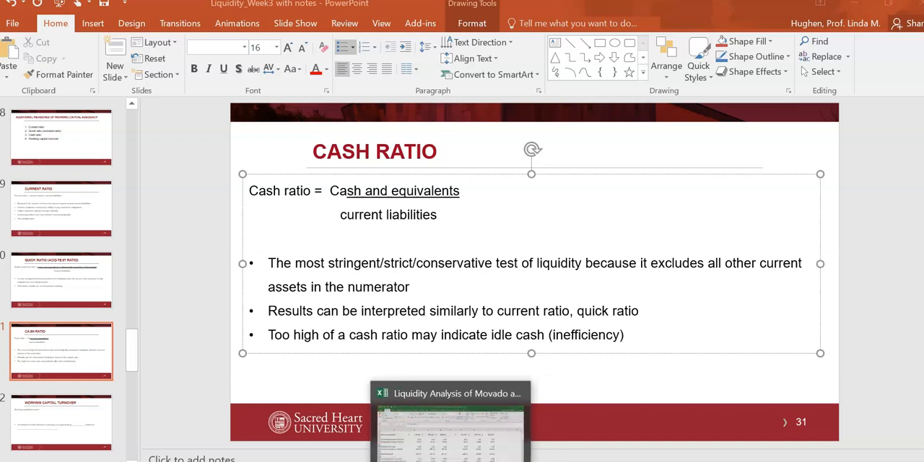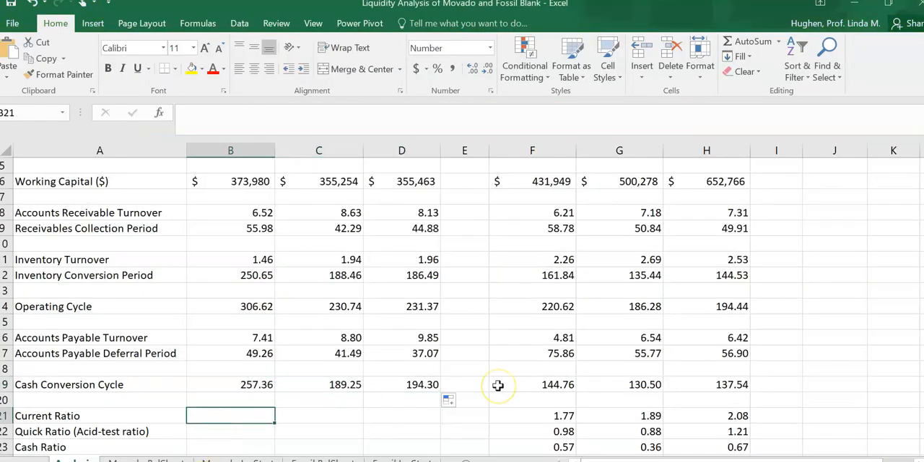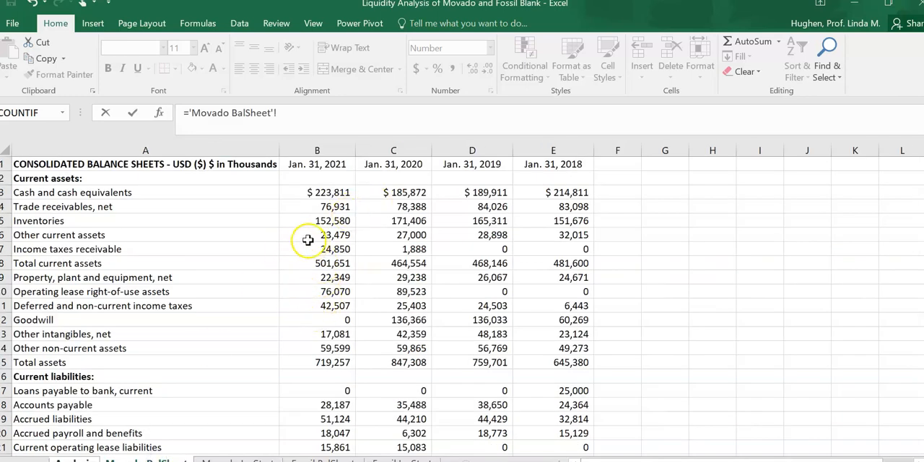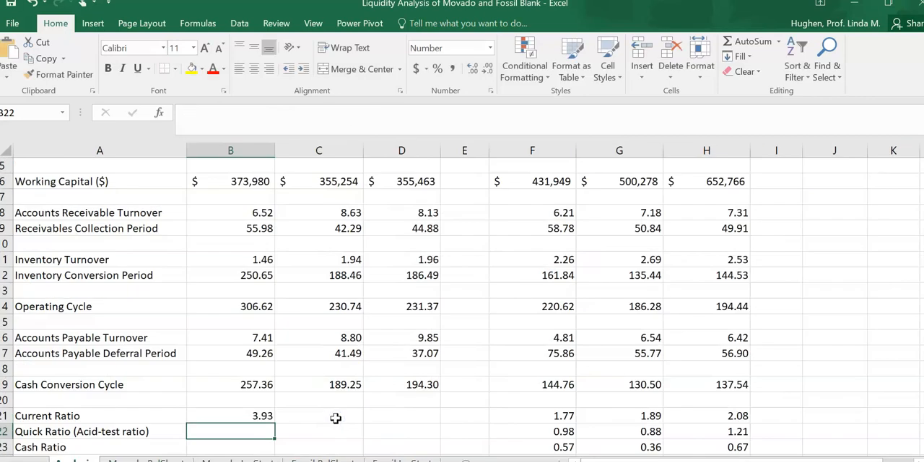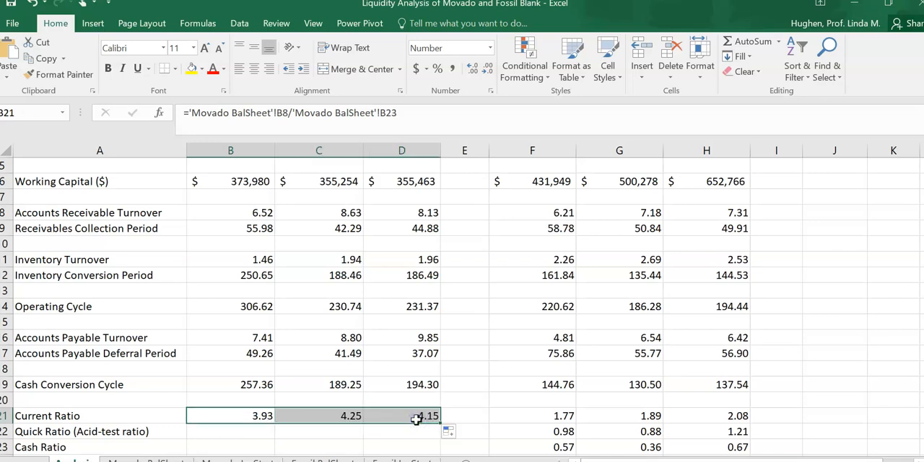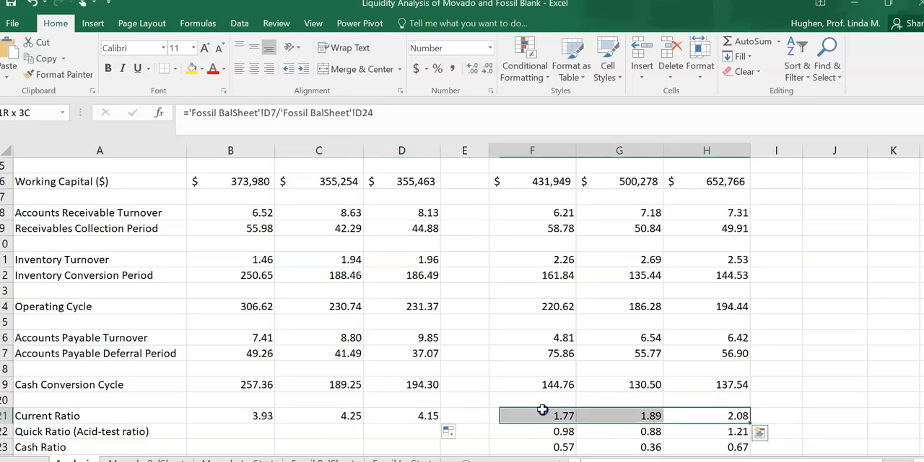Let's take a look at these measures of liquidity for Movado. Current ratio, I need current assets divided by current liabilities. I see that the current ratio is declining over time, but current assets are still about 4 times as large as the current liabilities. It's fairly high, so I'm not concerned about liquidity here, but when I compare it to Fossil, it looks as if perhaps Fossil is making more productive use of its cash.